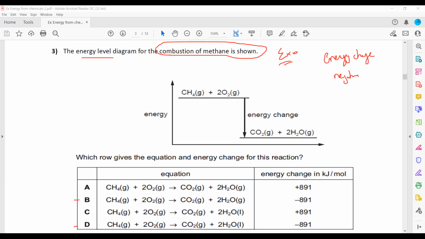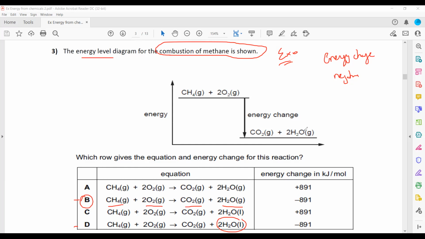But when we check the states, methane is gas, oxygen is gas here. In the product, carbon dioxide is gas and water is a gas as well. So according to this equation, B will be the right answer. Why not D? Because if you check D, it is written water (l). L means water in a liquid state. But in the reaction, the water is in the gaseous state. G means water in a vapor state. That's why B is the right answer.